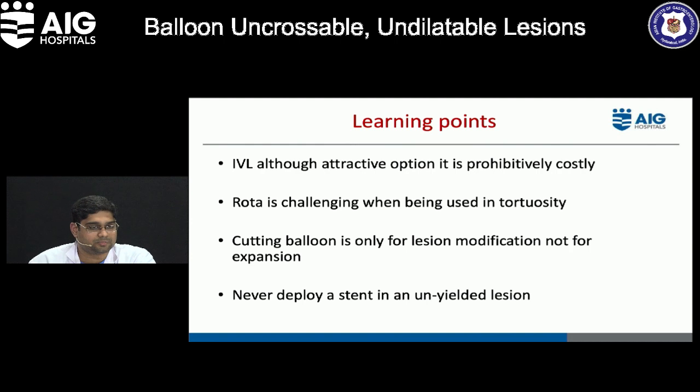Although in this case, because the lesion was not so tight, IVL could have been a very attractive option, availability and cost are two factors limiting it. Rota is always challenging in tortuosity, but it can still be done safely with gentle rotations. Cutting balloon is only for lesion modification, not at all for lesion expansion, and never deploy a stent in an unyielded lesion. It will result in both short-term stent thrombosis as well as long-term ISRs. Thank you.